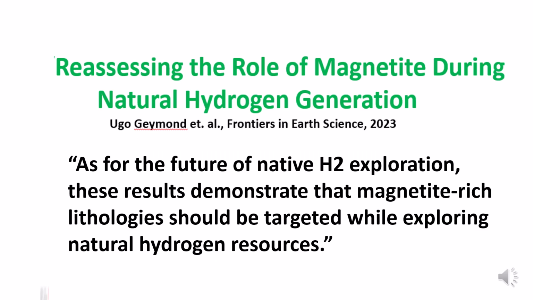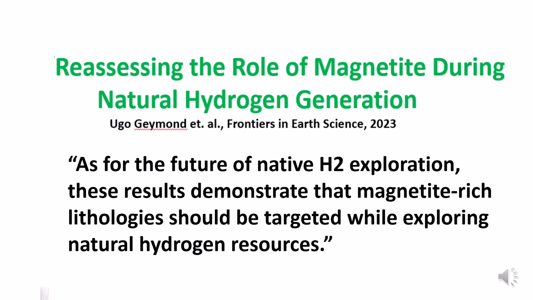Up to now, magnetite was only considered as a catalyst for hydrogen generation. As it is one of the main rock-forming minerals in iron-rich formations, in the vicinity of which hydrogen emissions have been detected, this work by Gaymond et al. aimed to qualitatively assess the real potential of magnetite to source hydrogen during water-rock interactions. The work demonstrated that the generation of hydrogen from magnetite alteration was significant and exceeded generation from olivine-rich minerals.